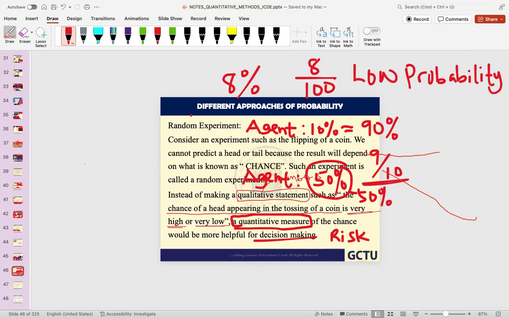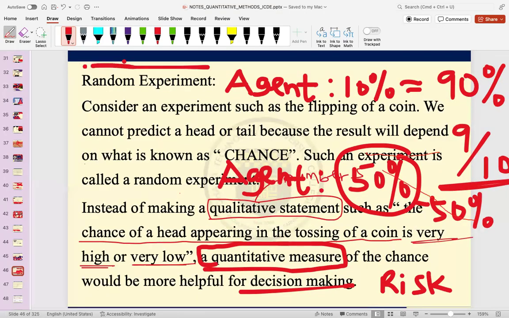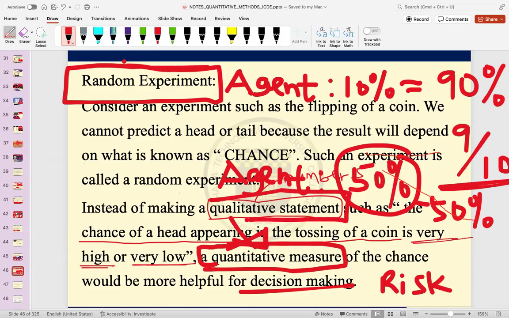Any activity that has a low probability, it means that it becomes more difficult for you to be able to navigate to the next level. So simply put, all the random experiments we want to look at, we are going to use quantitative measurements to describe them. We will not use qualitative statements to describe them.